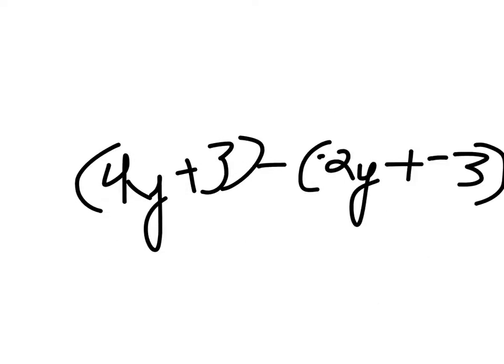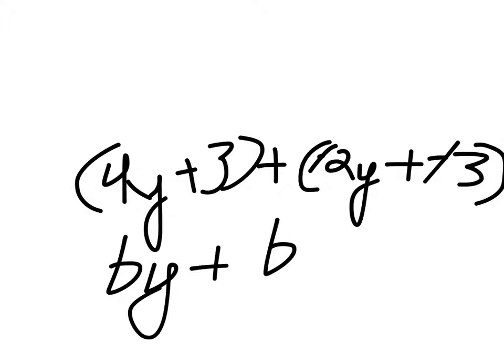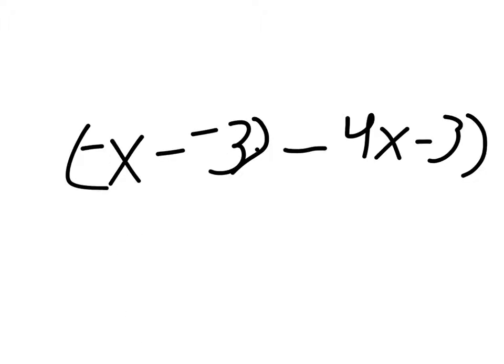In order to subtract this problem, first what we can do is change the subtraction to an addition sign, but then we have to make the -2y and -3 a whole 2y and a whole 3. Then we can combine 2y with 4y and 3 with 3. And that's your answer.